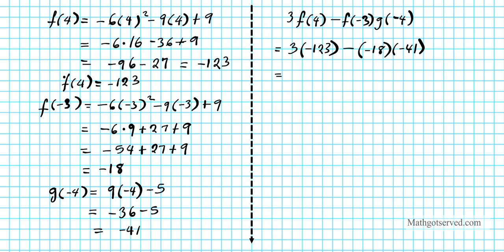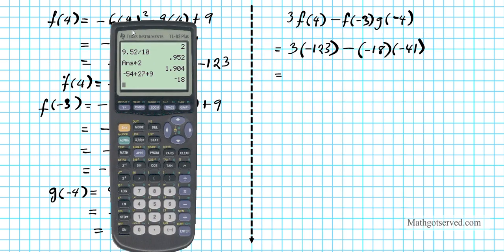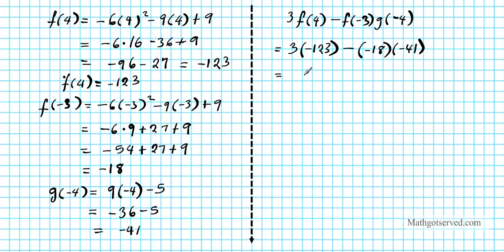All right, let's have a calculator do this for us. So we're going to have 3 times negative 123 minus negative 18 times 41. Actually, times negative 41. All right, and our final answer is negative 1107. So negative 1107 is the value of 3 times f of 4 minus f of negative 3 times g of negative 4.